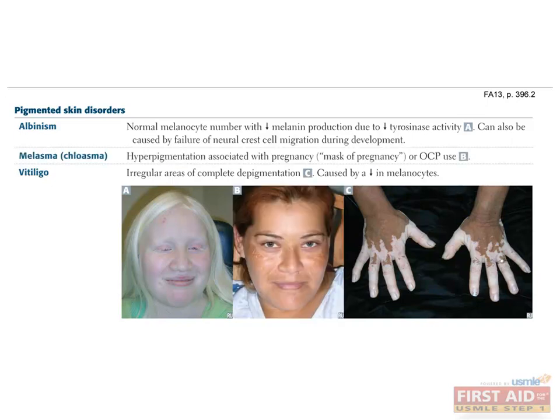A final skin pigmentation disorder is the one seen in pregnancy, which is called melasma, or the mask of pregnancy. You often will see this in patients with oral contraceptive pill use as well, indicating the role of hormones in this hyperpigmentation.